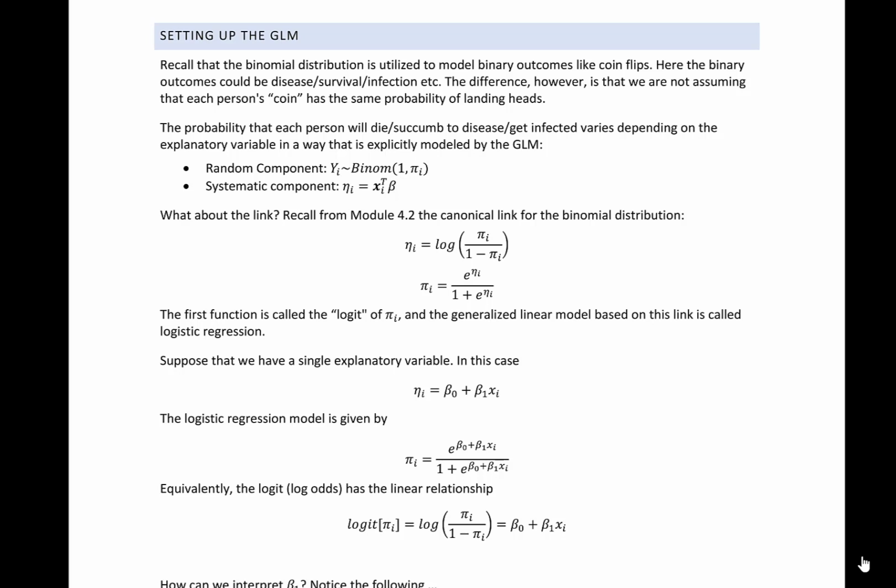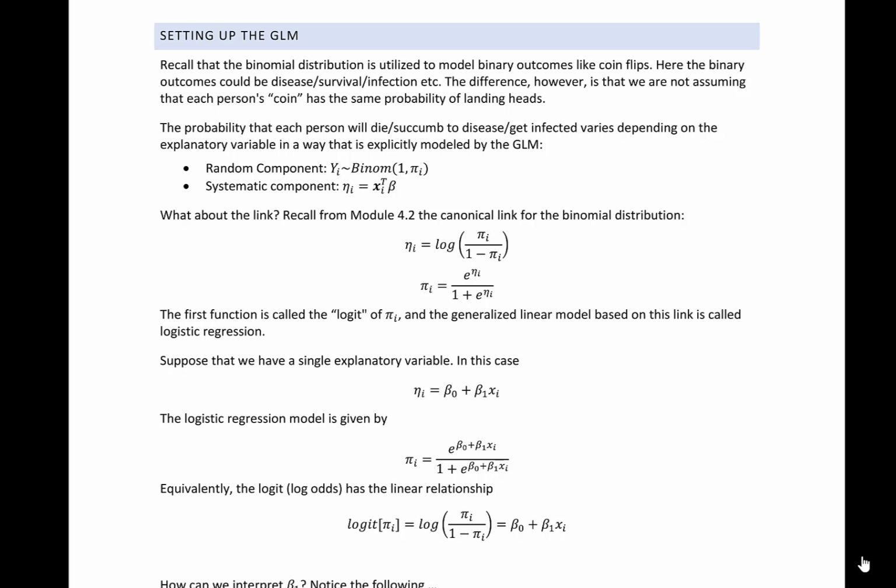So here, our random component is going to be that the response is distributed binomial, where the number of trials is equal to 1 and the probability of success is pi i. Notice that this is really the same thing as a Bernoulli distribution with probability of success pi i in this case. And then the systematic component is going to be exactly what we've seen before, and it is going to control where our explanatory variables are.